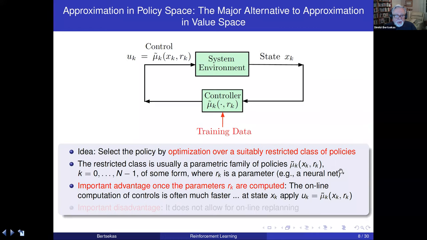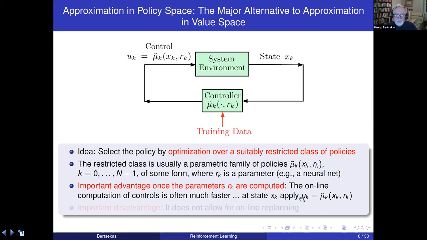Now, approximation in policy space has one important advantage. Once you have computed these parameters, it is very easy to calculate controls. We don't have to do any minimization. We just look up this function, the lookup table of this function, or we generate for a given state the value of this function, and that gives us the control. So the online computation of controls is often much faster. At state xk, we just crank this neural network or whatever this parametric architecture is to give us a control.